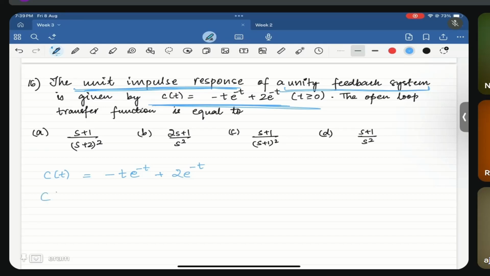So first let's figure out what it is in S domain, because all the answers are in S domain. So we will do the Laplace transformation. What will be C(s)?